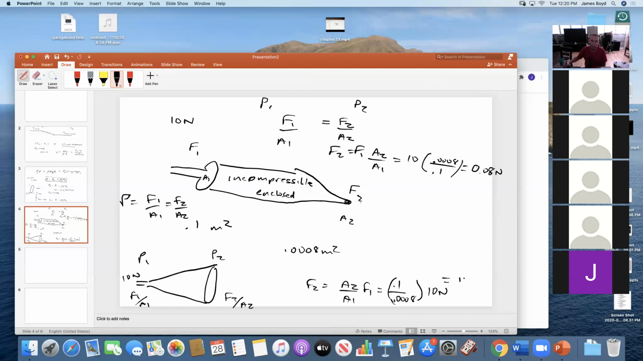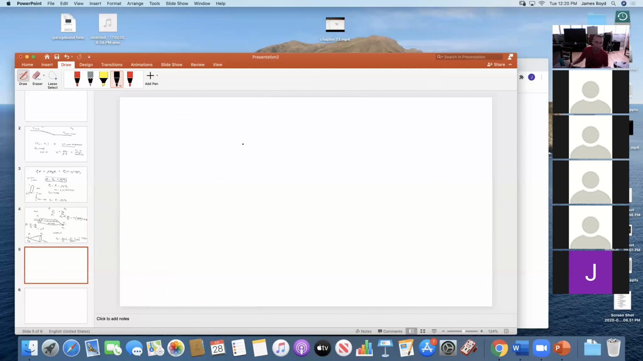1250 newtons. And here's the point. Big force over big area leads to little force over little area. Little force over little area leads to big force over big area, right? Because the pressures have to be the same because it's incompressible. Whatever pressure you push with on here, you push against every part of the enclosed vessel. That is important. It's actually a very important theoretical idea.